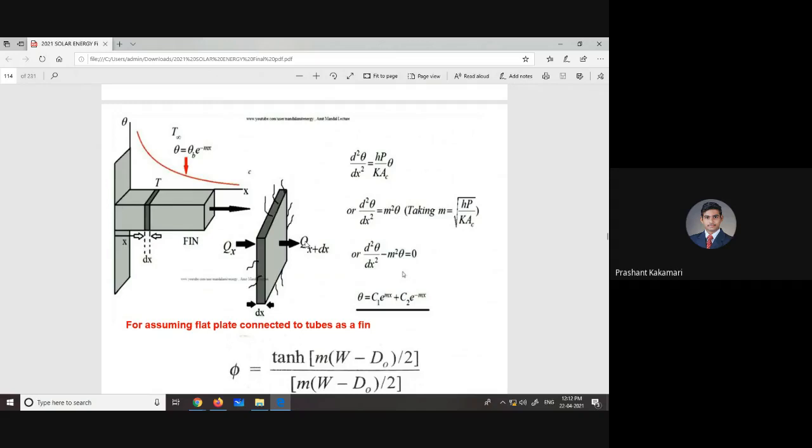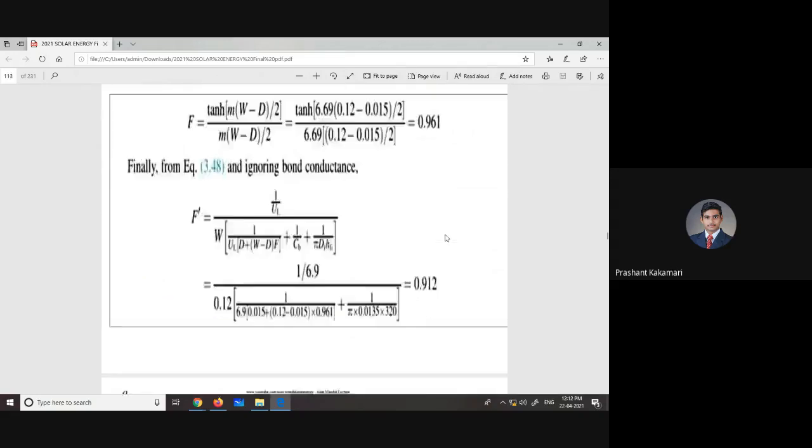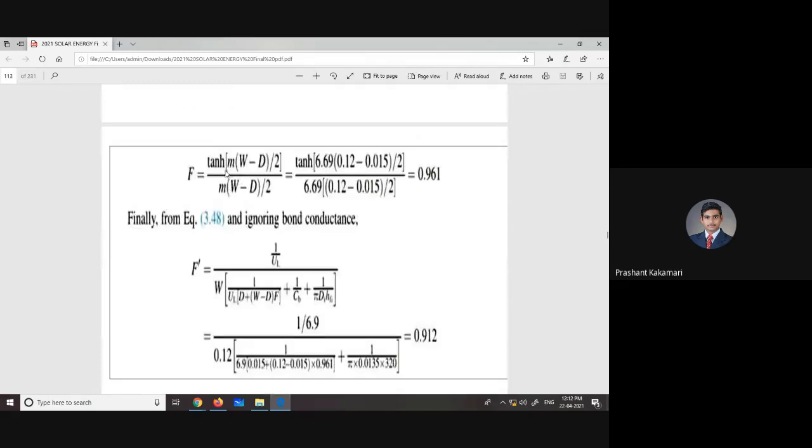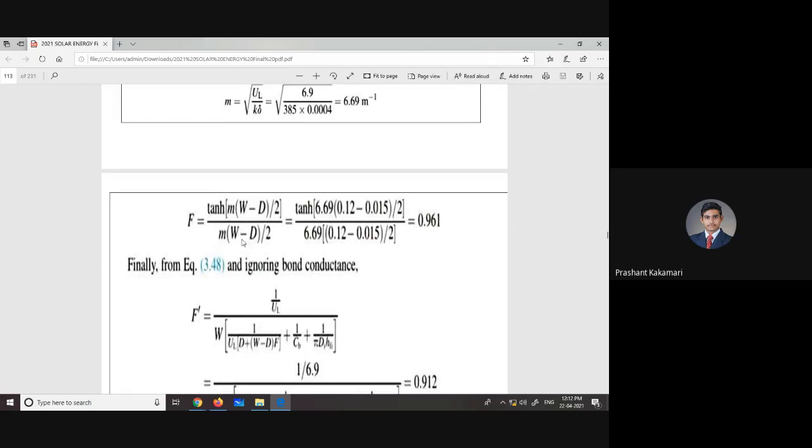Now coming to this analysis, we are going to take the effectiveness, or the efficiency, of the fin. So all parameters are different here. This constant m is taken because in the equation we have this value of m. In the efficiency of the fin equation, if you see, we have tanh of m into (W minus D) by 2, divided by m into (W minus D) by 2. So this W is the width of the collector plate.